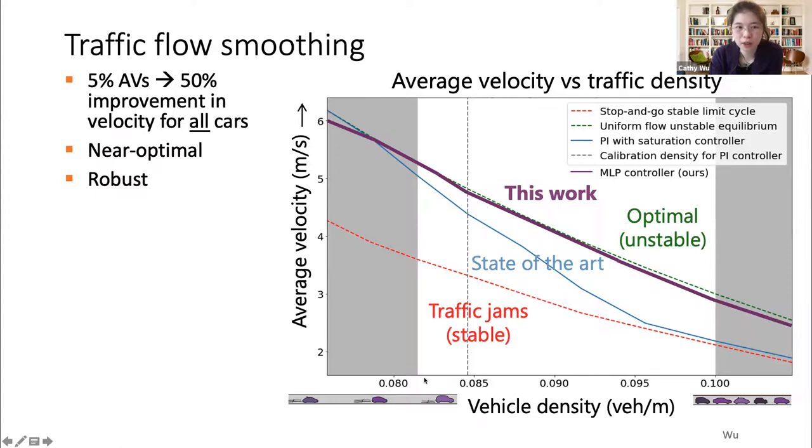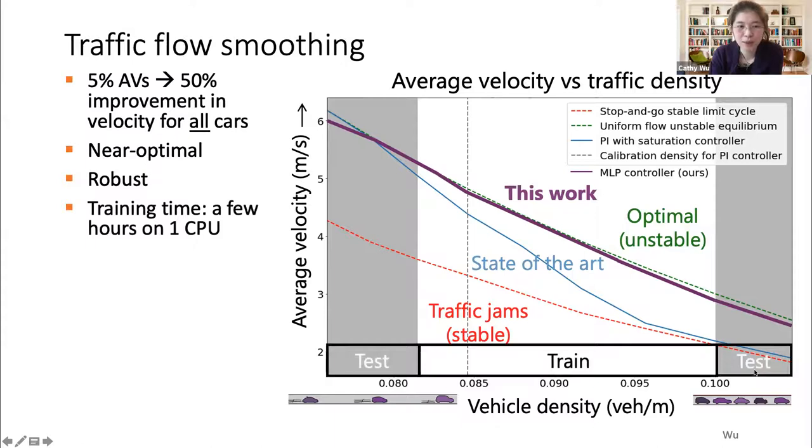And what I mean by that is that this white regime is actually the training regime. And then we also test in lighter traffic as well as denser traffic. So easier and harder settings. One thing that I love about this is that the training time is very fast. It's like a few hours on a single CPU.